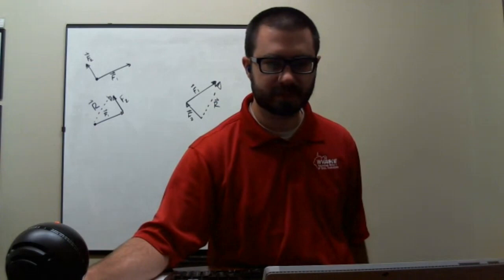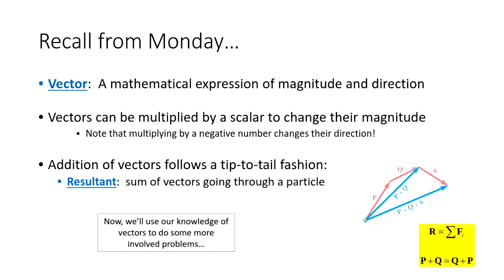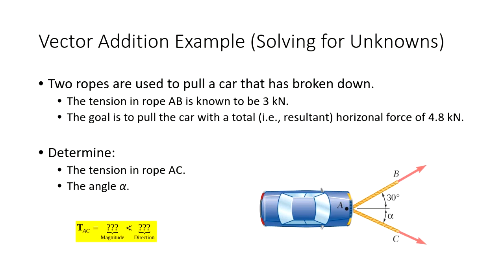Now, what we're going to do today is, first off, I have here that I say that we're going to do some more involved problems. That's one way of saying it. Really, what I'm trying to do is flip the script a little bit. On Monday, we were invested in just adding some vectors. You have vector 1, vector 2, let's just add them. Now what we're going to try and do is rearrange that a little bit.